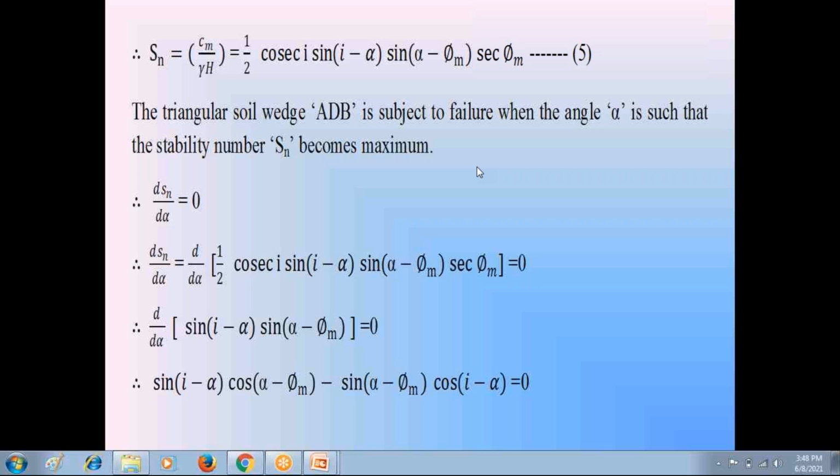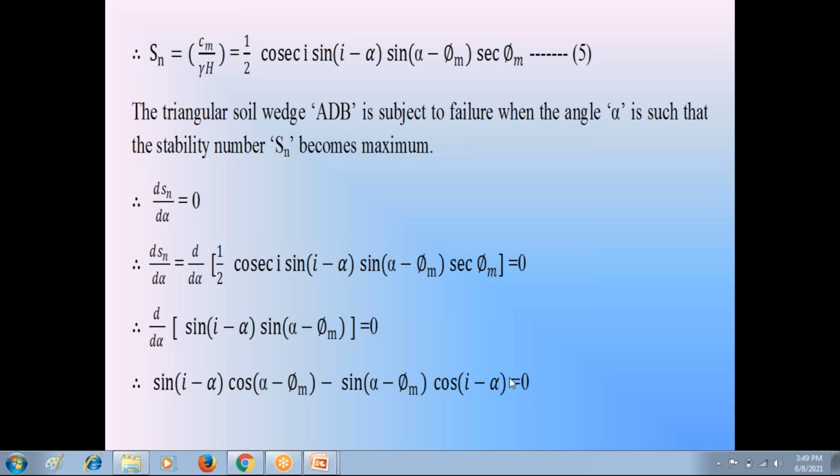So please everyone check this second differentiation. The first differentiation, sine (i minus alpha) into d by d alpha of sine (alpha minus phi m), is cos (alpha minus phi m). Then the second term, actually plus sine (alpha minus phi m) into d by d alpha of sine (i minus alpha). Now in that second term, d by d alpha of sine (i minus alpha) is cos (i minus alpha) into d by d alpha of (i minus alpha). But i is constant, so d by d alpha of (i minus alpha) becomes minus 1.